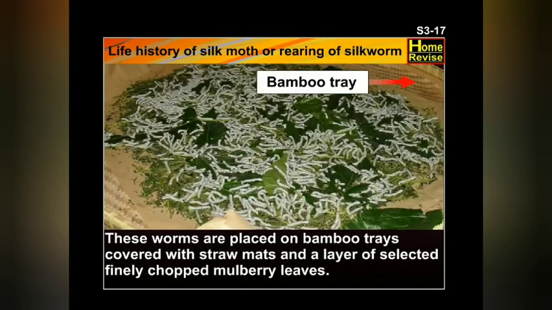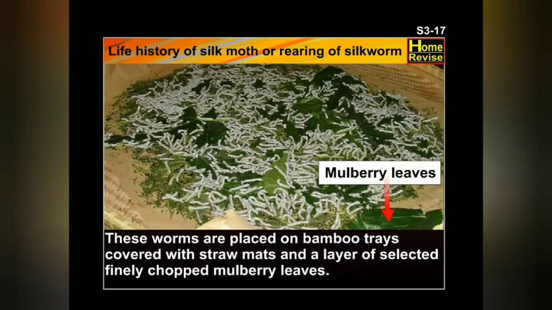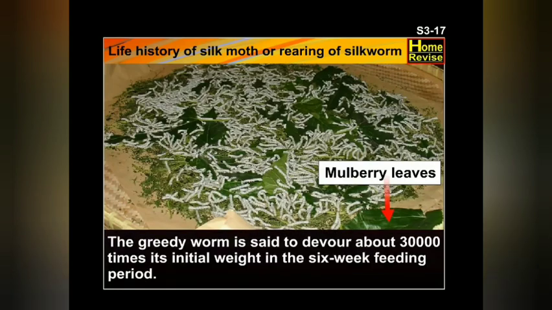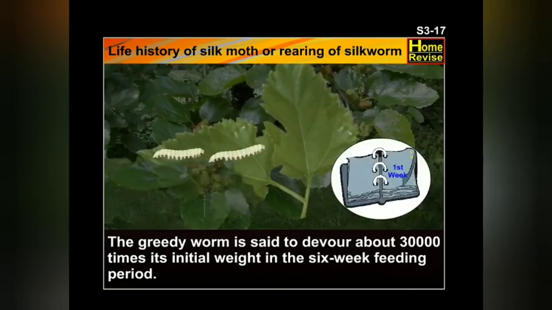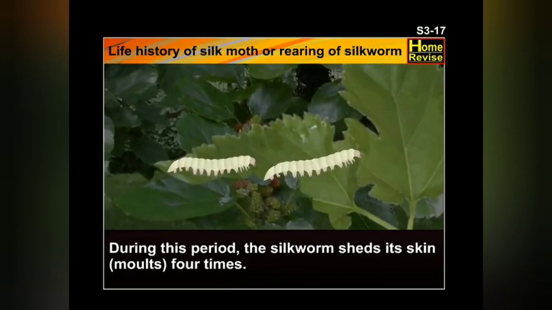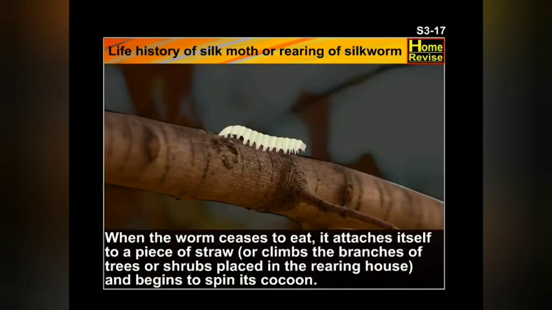These worms are placed on bamboo trays covered with straw mats and a layer of selected, finely chopped mulberry leaves. The greedy worm is said to devour about 30,000 times its initial weight in the 6-week feeding period. During this period, the silkworm sheds its skin, that is, molts, 4 times. When the worm ceases to eat, it attaches itself to a piece of straw or climbs the branches of trees or shrubs placed in the rearing house and begins to spin its cocoon. And so the magic begins.